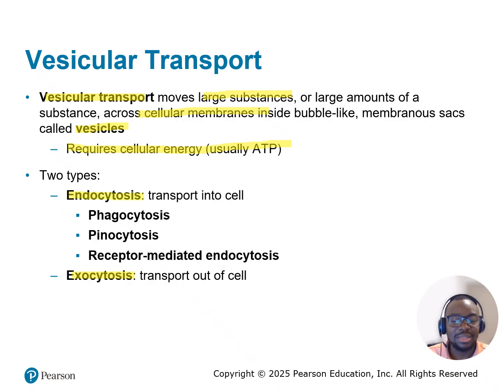Endocytosis is transport into the cell, and there are three types that we'll talk about: phagocytosis, pinocytosis, and receptor-mediated endocytosis. Exocytosis is transport out of the cell.